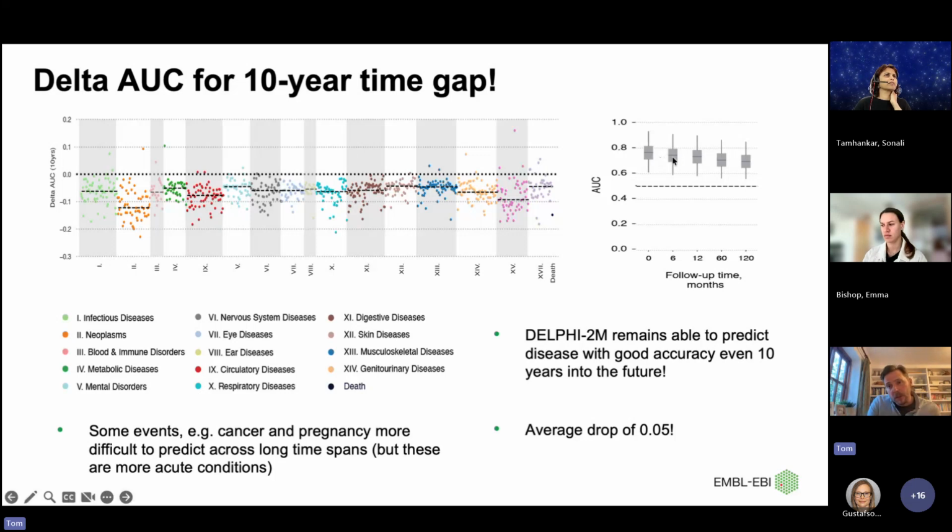And if you look at the decrease in performance in aggregate across different time windows, of course, it decreases across time, as you would expect, but it does remain relatively stable for many conditions for up to 10 years or more into the future.